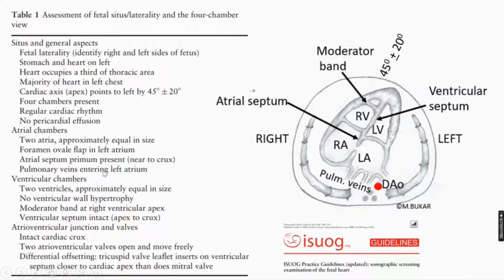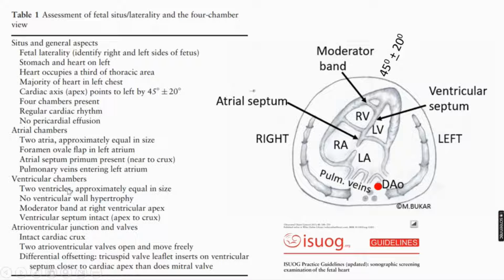Pulmonary veins entering left atrium. Here you can see pulmonary veins entering the left atrium. So this is the morphological left atrium because, 1, this is the chamber closest to the spine. Number 2, the foramen ovale flap beats towards the left atrium. Number 3, the pulmonary veins drain into the left atrium, while the right atrium receives the IVC and the SVC.